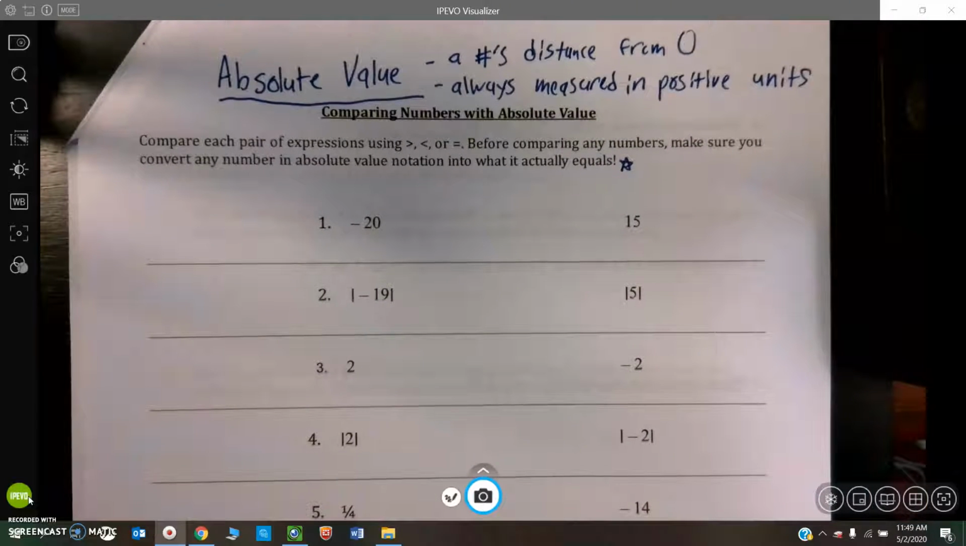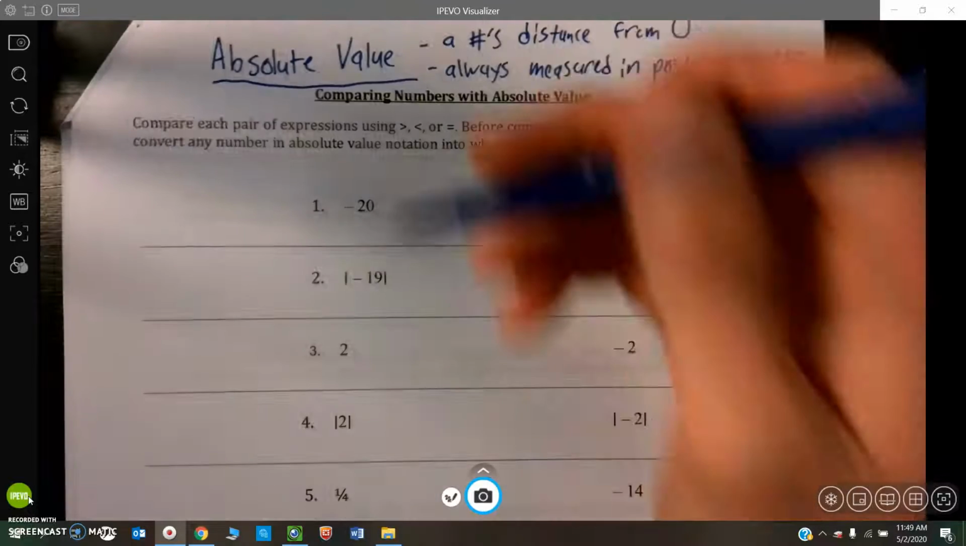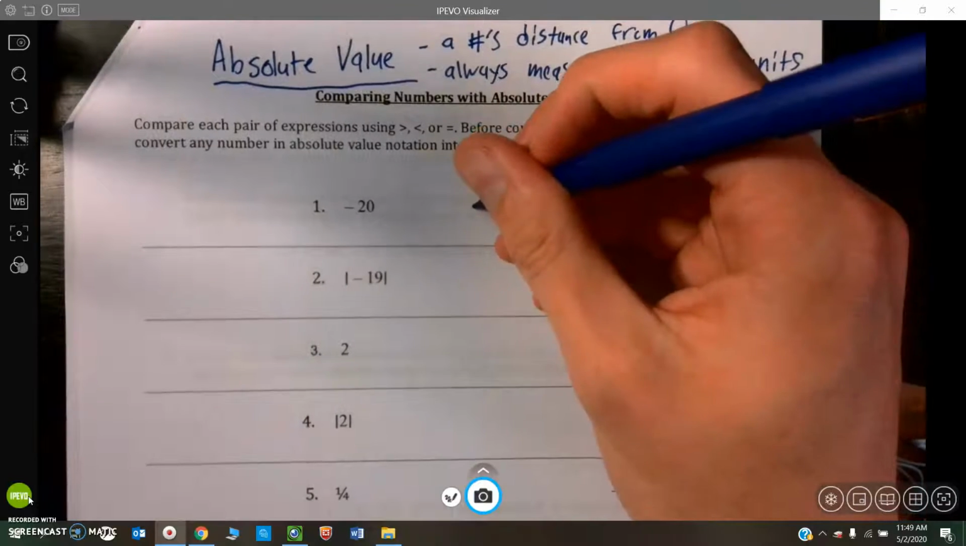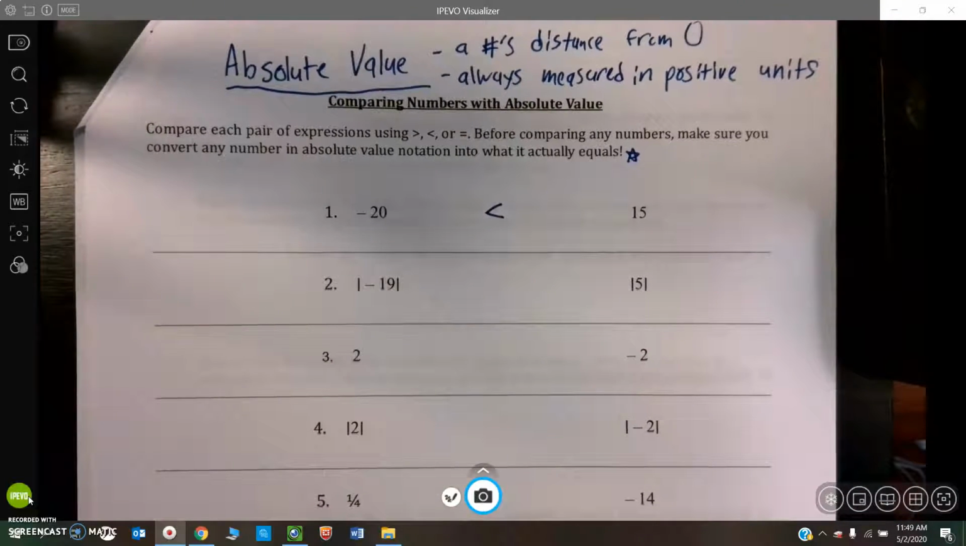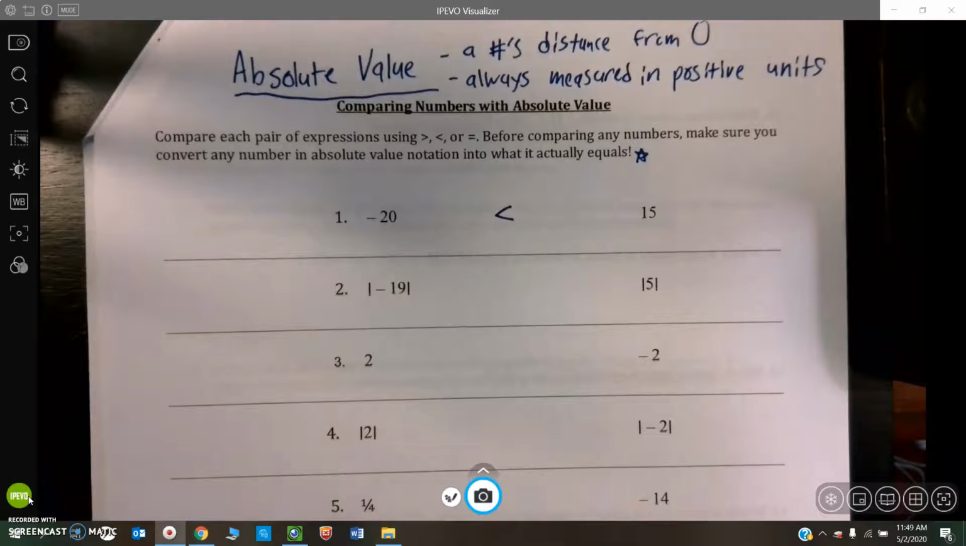Once again, as a review, absolute value is a number's distance from zero. How far away is that number from zero? And we always measure absolute value in positive units. All right, so looking at number 1, there's no absolute value notation there. We just have negative 20 and 15. And 15 is greater than negative 20. Once again, because positives are always larger than negatives.